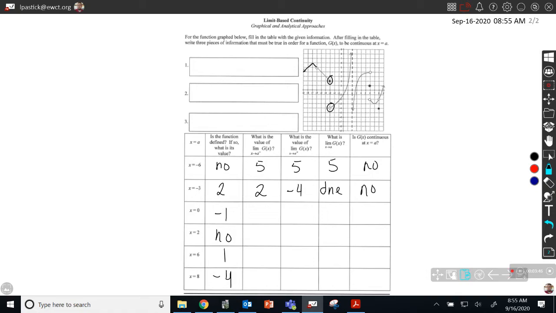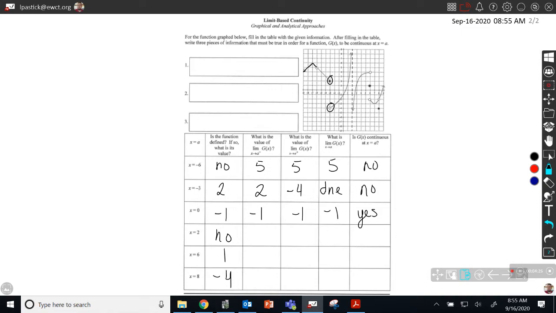How about 0? At 0, what's the limit as we approach from the left? It looks like it's -1. What is it as we approach from the right? It looks like, again, -1. What about the limit in general, the two-sided limit? Again, it is -1. Is this function continuous at 0? It appears to be. How do I know that? There's no point discontinuity. There's no jump discontinuity. There's no asymptotic discontinuity. The curve at x equals 0 is smooth and indeed continuous.